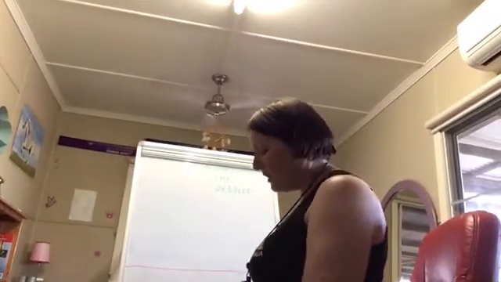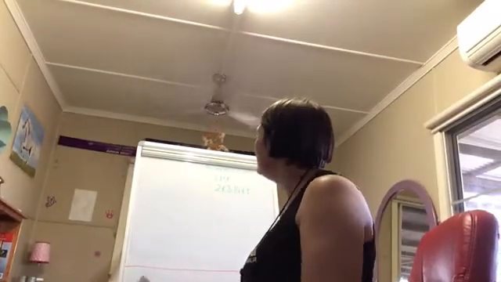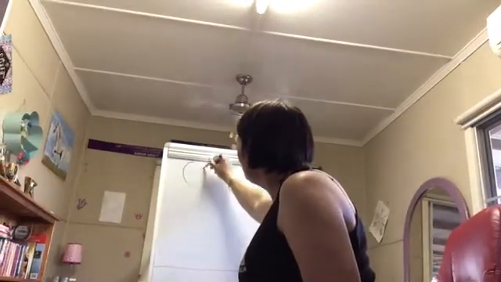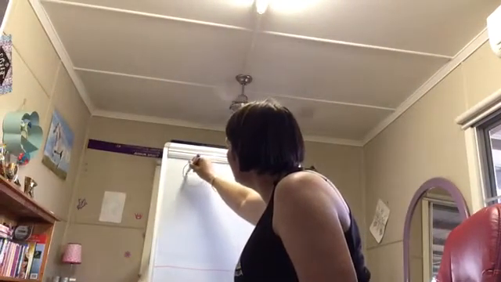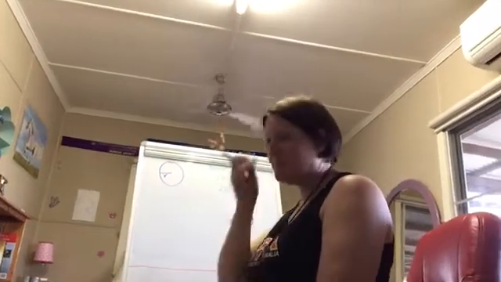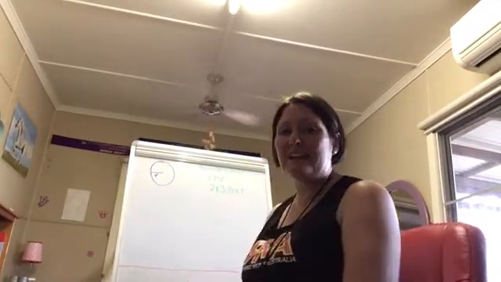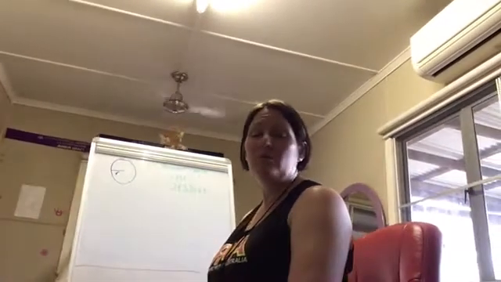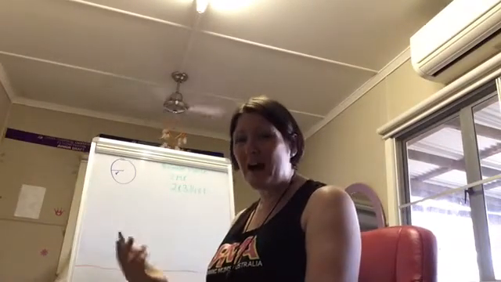And we know that the radius is the distance from the centre of the circle to the outside of the circle. That's the r, that's the radius. We're looking now at finding the perimeter, not of the whole circle, but of part of a circle.